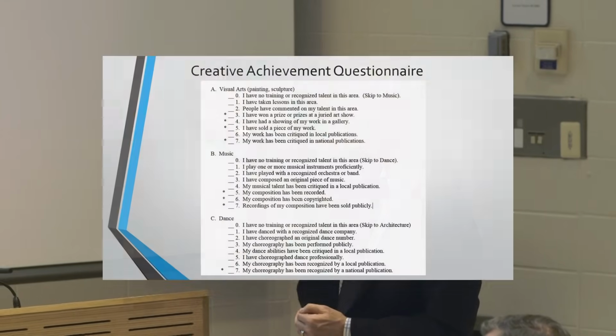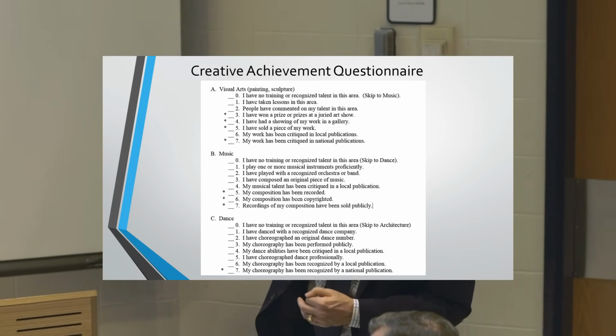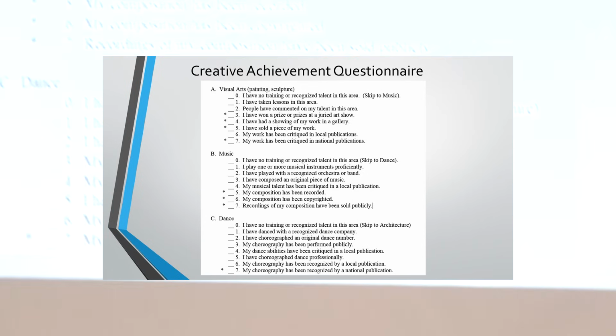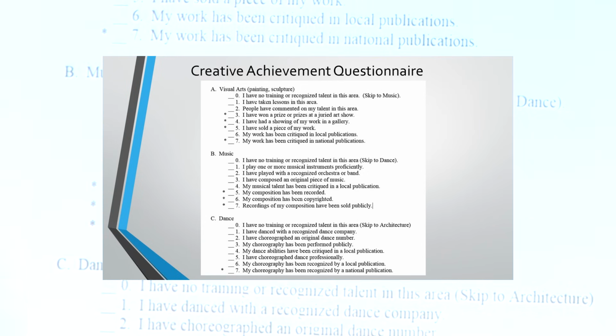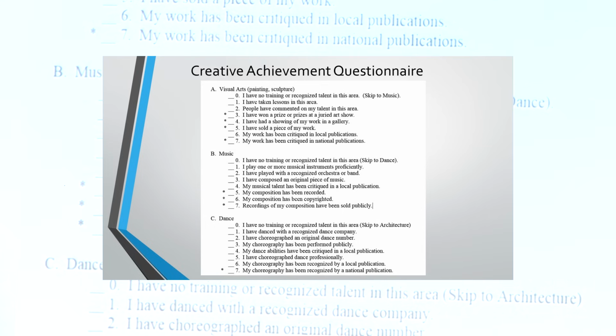All right, so let's take a look. Well, how else can you have creative achievement? Well, you can be a musician. I have no training or recognized talent. Recordings of my composition have been sold publicly. That's the top end. My composition has been copyrighted, recorded, critiqued in a local publication. I have composed an original piece of music.